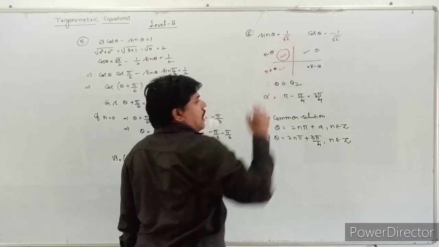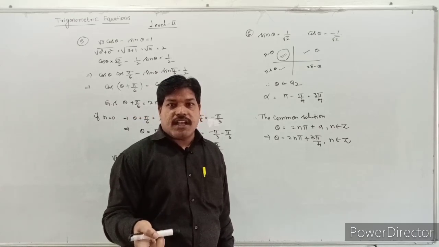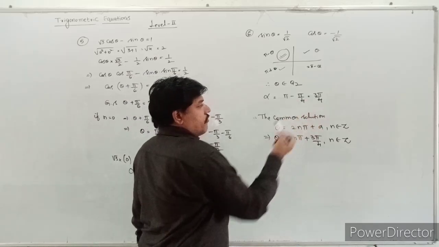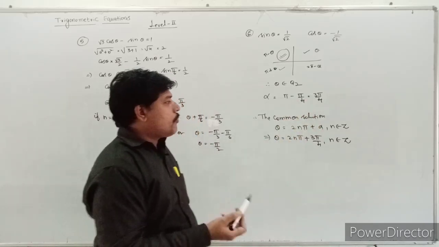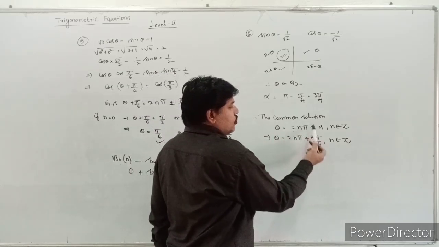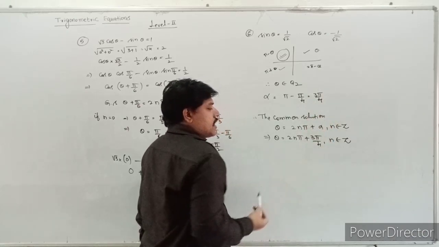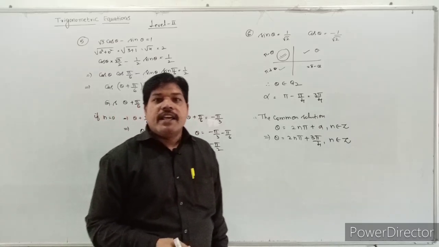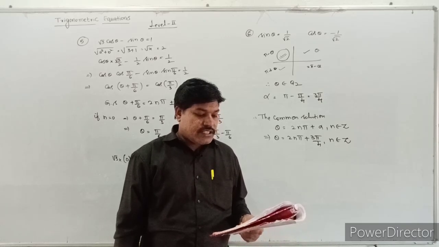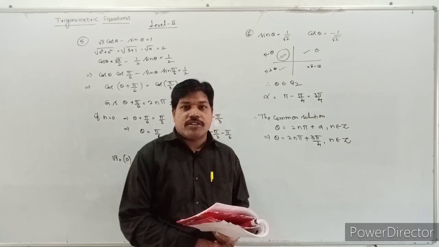You have to take the angle: 1 by root 2 is nothing but sine pi by 4. Are you understanding that? So that value you have to take as pi by 4. So here pi minus pi by 4 will become 3 pi by 4. So what is the common solution? Theta is equal to 2n pi plus alpha. What is the alpha value? Alpha value is 3 pi by 4. Theta is equal to 2n pi plus 3 pi by 4, n belongs to z. So see that question, students. So option 2 is the answer, that is 2n pi plus 3 pi by 4, for all n belongs to z.